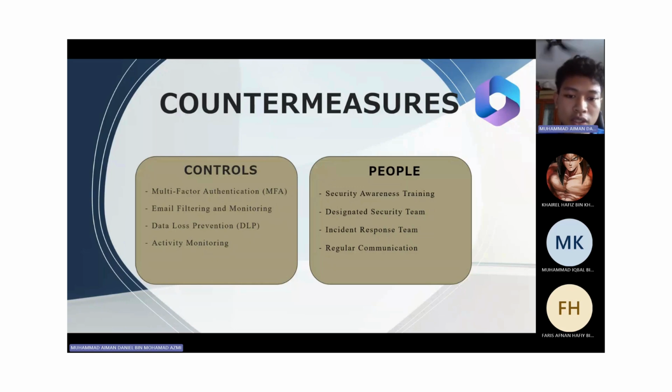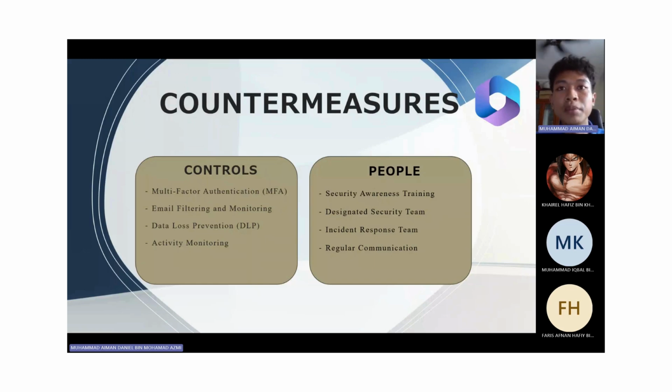For the email filtering and monitoring, we deploy an advanced email filtering and monitoring solution to detect and block phishing attempts and malicious attachments. For data loss prevention, DLP, utilize DLP tools to monitor, detect, and prevent unauthorized data exfiltration. And the last one is activity monitoring. This is to implement comprehensive logging and monitoring of all Office 365 activities to detect and respond to suspicious behavior promptly, either from your employees or among the staff and the people inside your company.